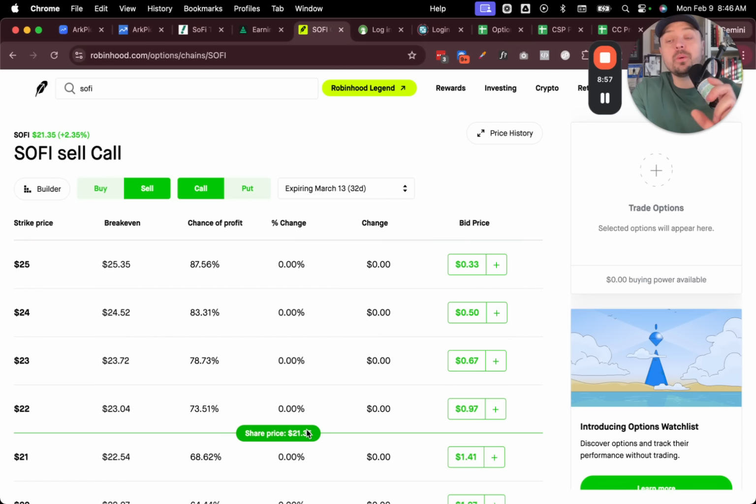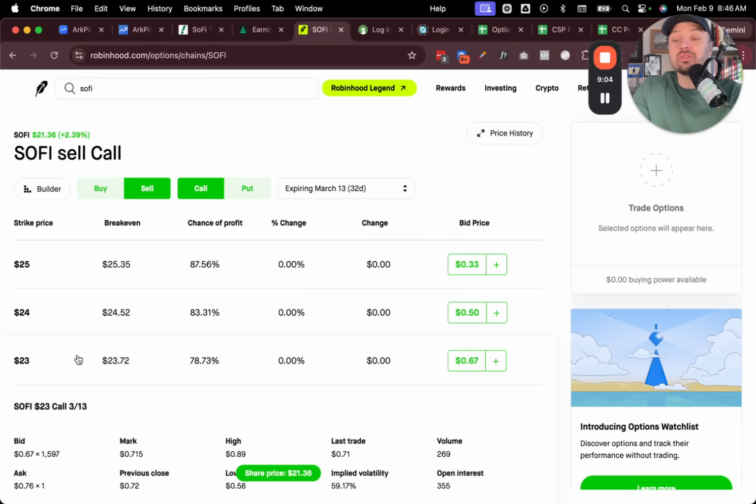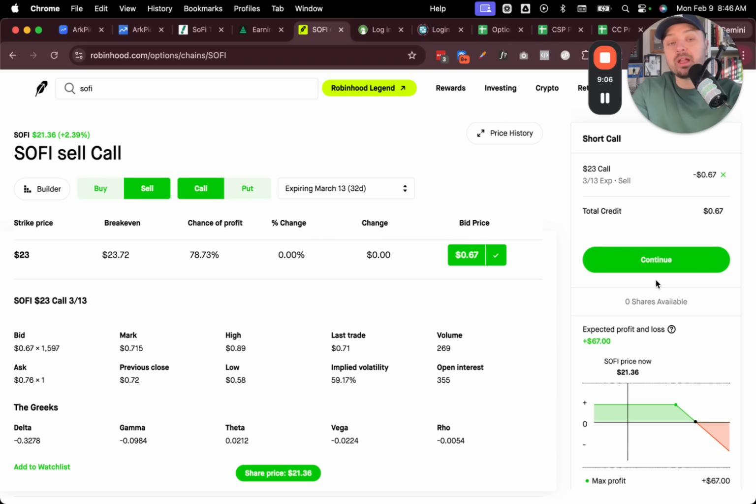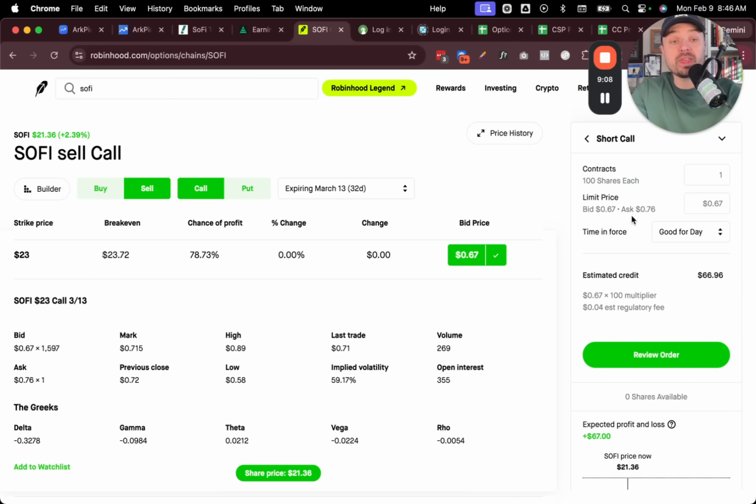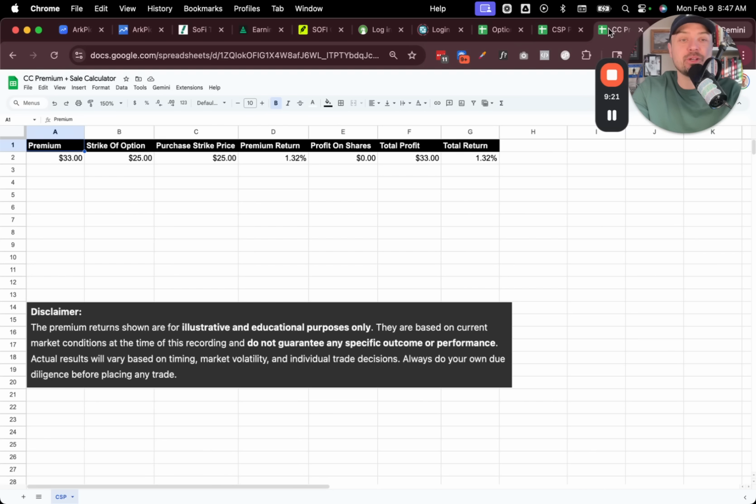Okay, and then you're like, you know what? I want to put these shares immediately to work. And you know what? If in 30 days SoFi is trading at $23, I'm willing to sell my 100 shares. Now for that, you would collect, you guessed it, some additional premium. In this case, between the bid and ask spread, let's just call it $72 of premium. Now you guessed it, I got a premium calculator for that as well. So let's go over to our covered call calculator.